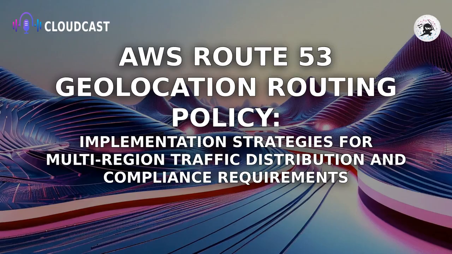Okay, let's get practical. How do I actually set this up in the console? In the Route 53 console, you create a hosted zone for your domain. Then create record sets with the routing policy set to geolocation. For each record, you specify the location. Let's say you have an application load balancer in EU West 1 with DNS name myalbu.eu-west1.elb.amazon.com. You'd create an A record, enable alias, point to that ALB, set routing policy to geolocation, and set location to Europe. Then repeat for your US ALB with location set to North America or specific countries.